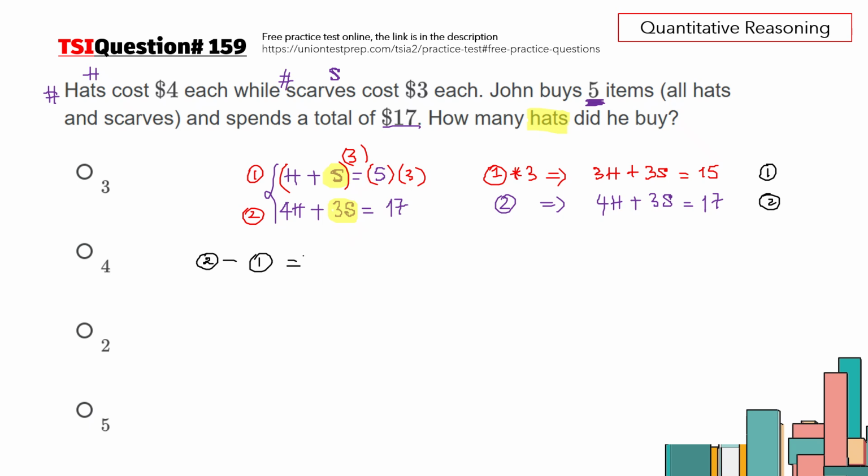That will be 4H subtract 3H, you have H left. 3S subtract 3S, that is 0S. That equals 17 subtract 15, that is 2. So the number of hats is 2. So the number of scarves will equal 5 subtract the number of hats we have. So that would be 5 subtract 2, that equals 3.